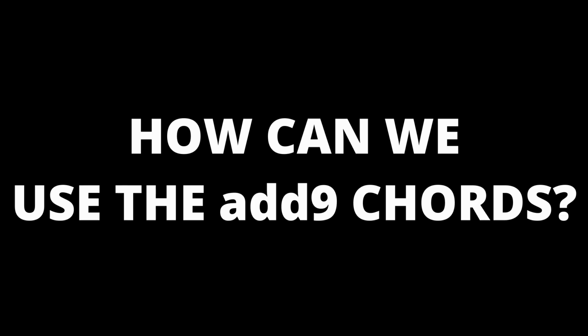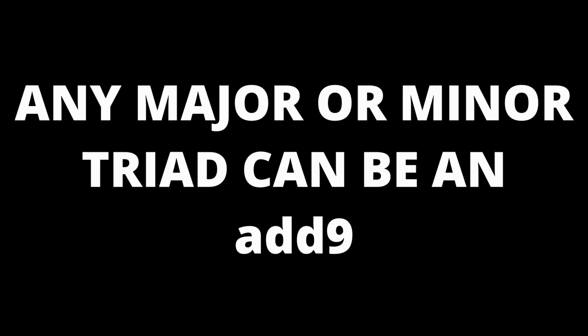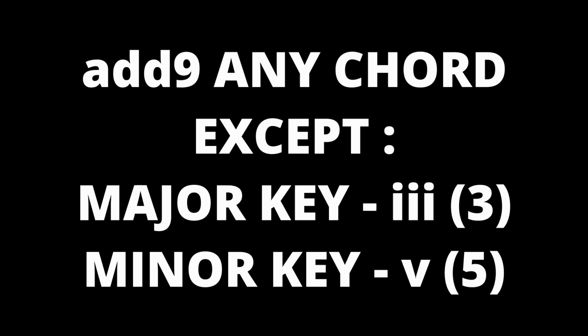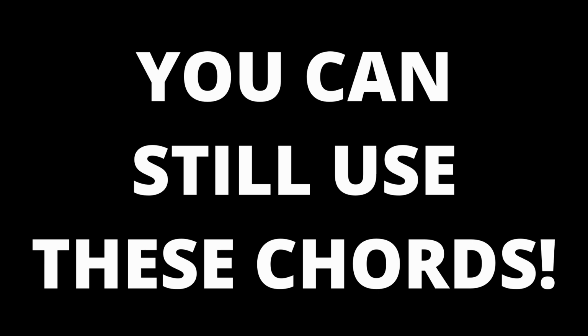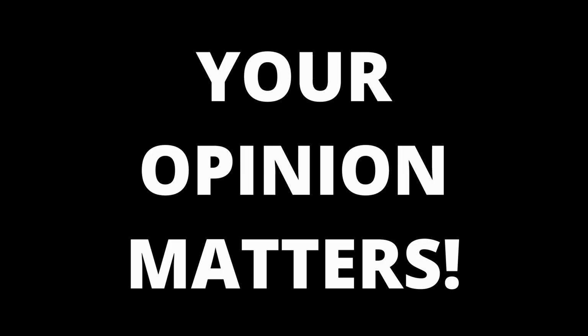How can we use the add 9 chords? You can turn any major or minor triad into an add 9. Generally, add 9 chords will feature as any chord in a major key except for chord 3. In a minor key, this would be chord 5. This is because these chords introduce a note from outside of the key, which can create unwanted dissonance or conflict. This does not mean that you should not use these chords. The best approach is to experiment with them in your song or chord progression and see what you think. As always in songwriting, trust your ear as to what sounds good or bad. Your opinion is the one that counts.